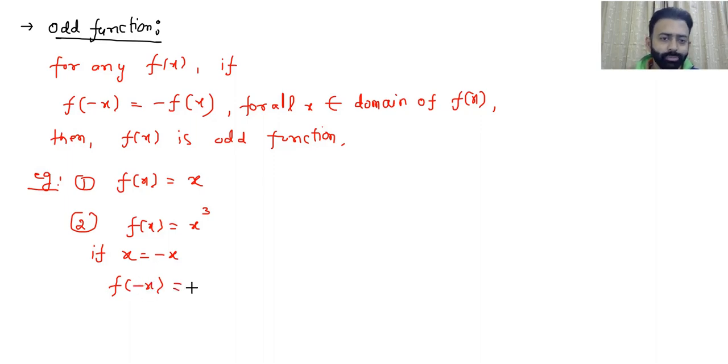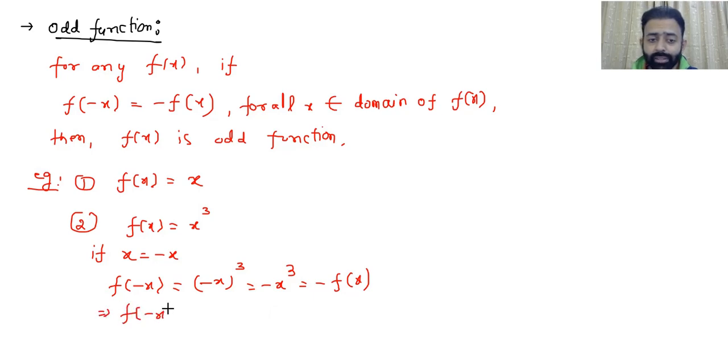That it cubes the input. So you have to cube the input, which is negative x this time. So you will get the minus of x cube, which is in fact negative of the original f(x), which is x cube. So this time f of minus x is minus of f(x). So we say that f(x) equal to x cube is an odd function. Similarly, any polynomial function with an odd degree, odd power, will be an odd function.